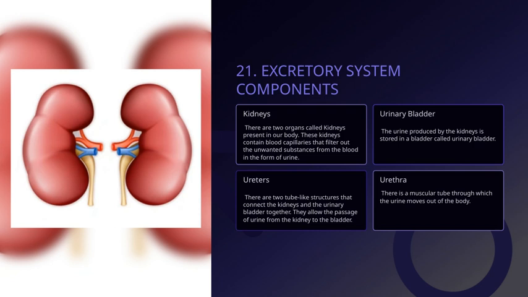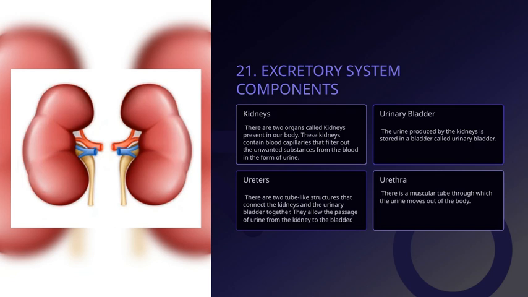Next, we have the ureters. These are two tube-like structures that connect each kidney to the urinary bladder. Their job is to carry the urine produced in the kidneys down to the bladder, where it can be stored temporarily. Speaking of the bladder, it's essentially a storage tank for urine. The urine collected from the kidneys is stored here until it's ready to be expelled from the body.